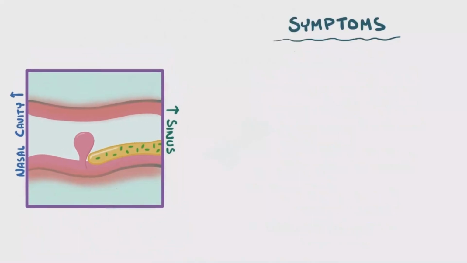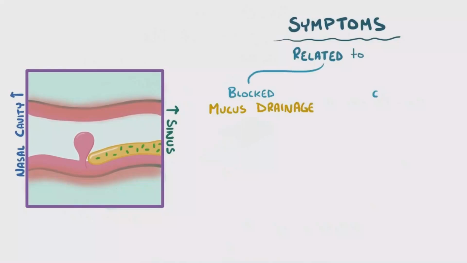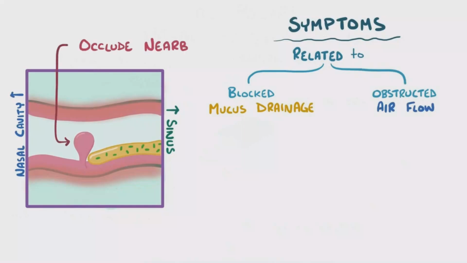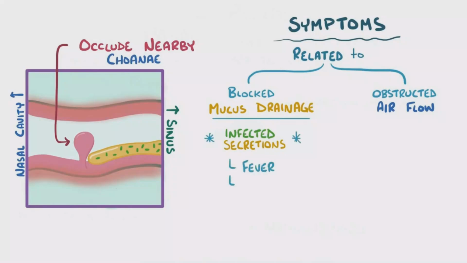The symptoms of nasal polyps are usually related to blocked mucus drainage and obstructed airflow. As the polyps grow, they occlude the nearby choanae and block sinus mucus drainage. This can leave the sinuses full of secretions that get infected, causing bouts of fevers and headaches.